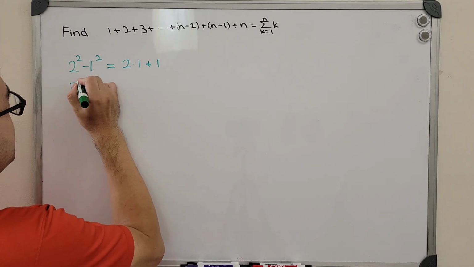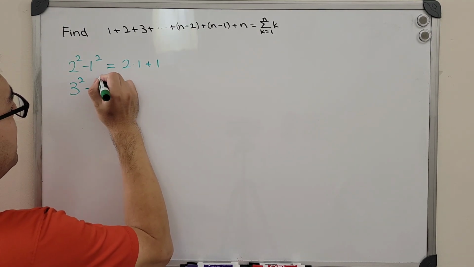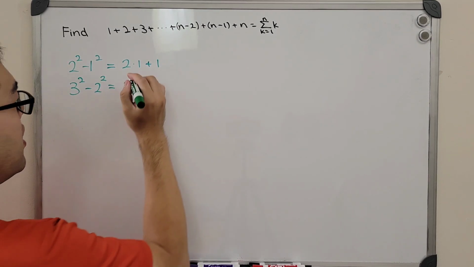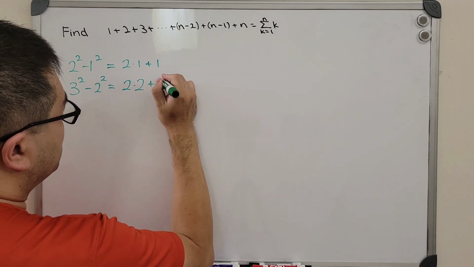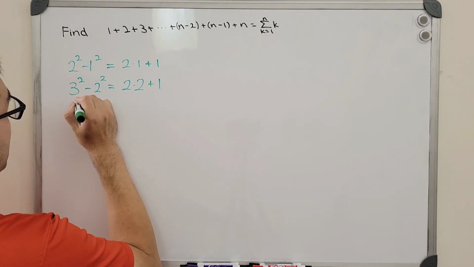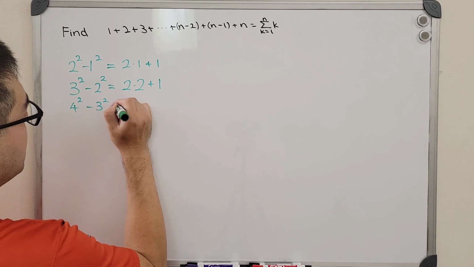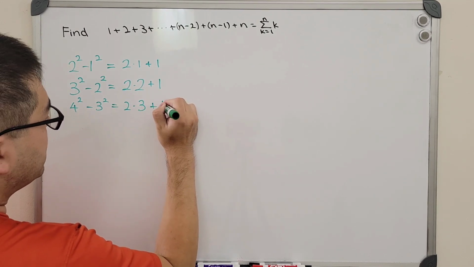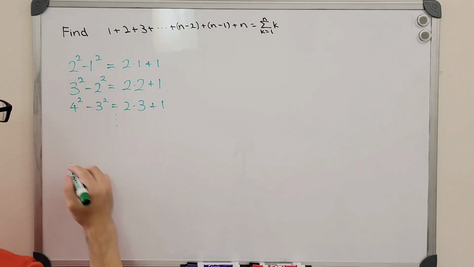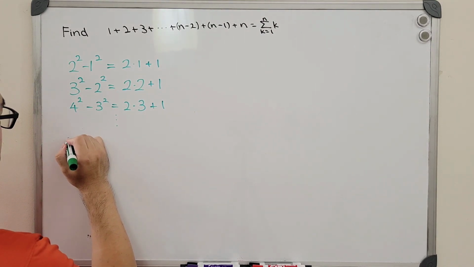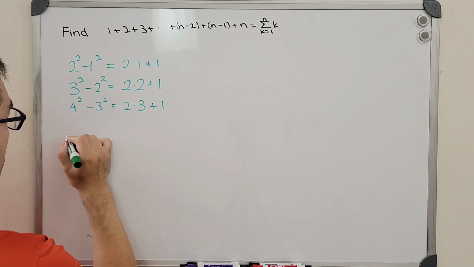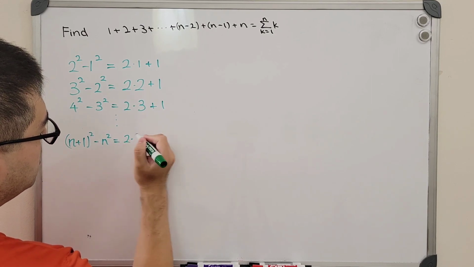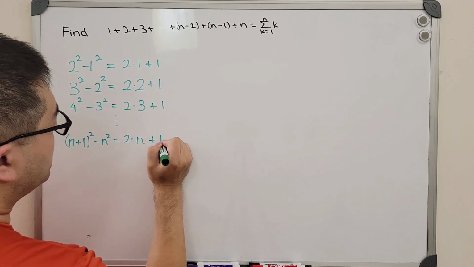So if we move on to the second equation, which is 3 squared minus 2 squared, we'll actually get 2 times the variable 2 that we choose plus 1. And then if we choose x equals 3, we will get 4 squared minus 3 squared equals 2 times 3 plus 1. So on and so forth until we actually get to the term n plus 1 squared minus n squared, which is equal to, again, 2 times n plus 1.